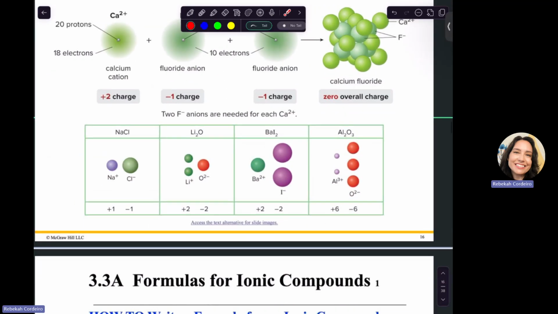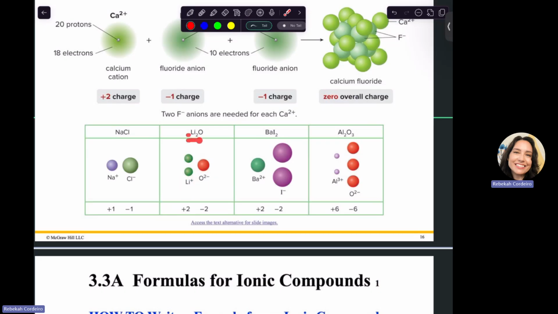Here are some other examples. Sodium and chlorine is a +1, -1. So it just takes 1 of each, and we write NaCl, 1 of each. Lithium is a +1 and oxygen is a -2. So we need 2 +1s to balance out a -2.